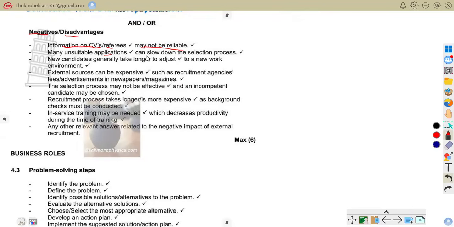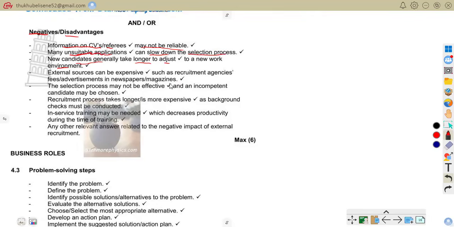Many unsuitable applications may slow down the selection process. So too many applications make screening time consuming. New candidates generally take longer to adjust to a new work environment. So here we're saying new candidates take longer to adjust.